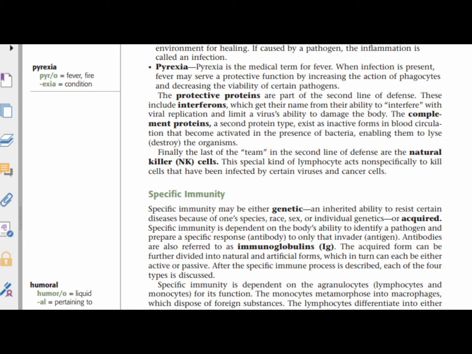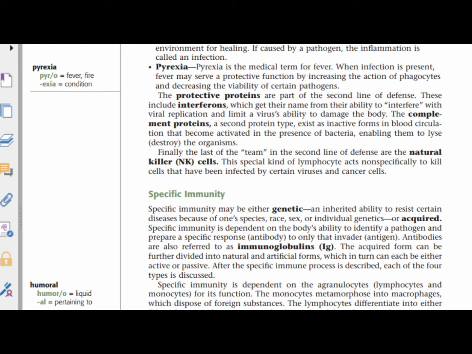So when you say acquired, you have your vaccination. That's an example of acquired. Also, sometimes exposure to pathogens, that is an example of acquired. So when you say inherited, specific races sometimes have specific immunity to certain diseases or pathogens.